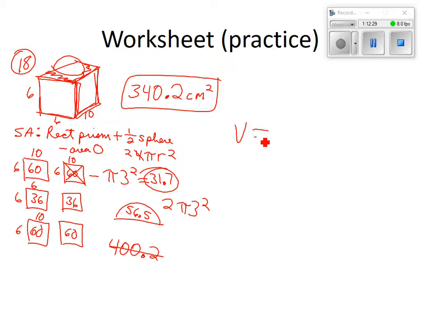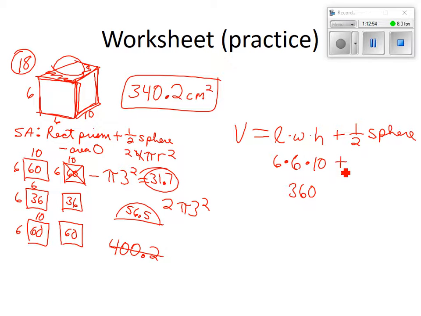Volume. How are we going to find the volume of this? Length times width times height. All right, so for the rectangular prism, it's just length times width times height. This plus half the sphere. We'll need that formula here in a second. What's the length, the width, and the height? 3, 6, and 10. That's 360.